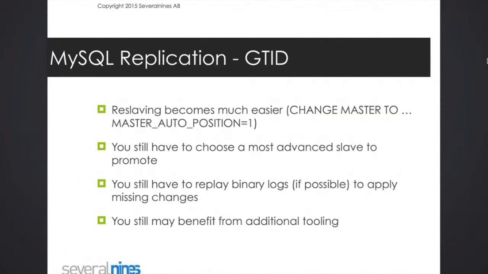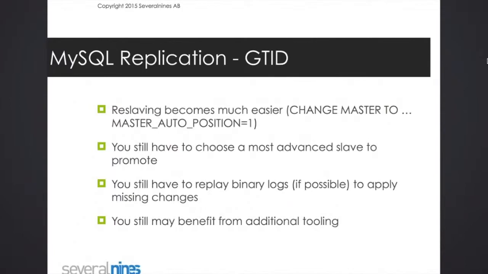Global transaction ID helps a little bit here because the reslaving part becomes much easier. Basically, you can use MASTER_AUTO_POSITION=1, and the slaves will connect to the new master. They will ask for any missing transactions, and you don't have to ensure that they are all in the same position. You don't have to apply those binary logs here. So this part is easier.